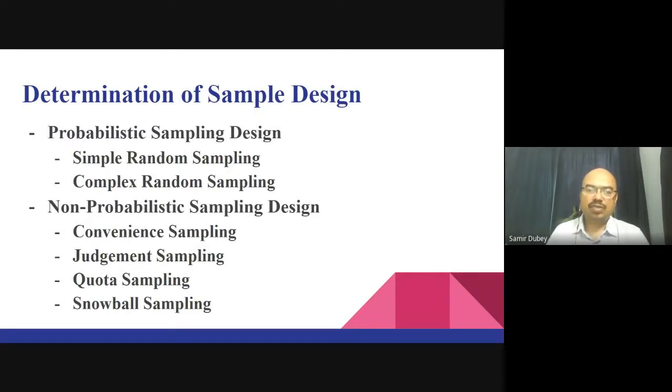Then, determination of the sample design. There are basically two different types of sample designs: probabilistic sampling and non-probabilistic sampling. Probabilistic sampling is the one in which all the specified units in our universe have an equal opportunity of getting selected. Even if you draw different sets of samples from the very same population, you will find the very same result. Probabilistic sampling designs are of two types: simple random sampling and complex random sampling.